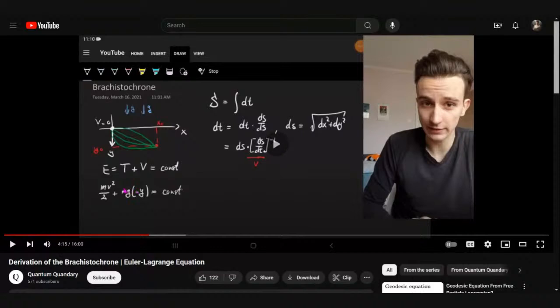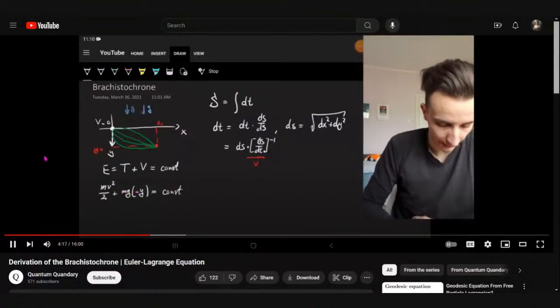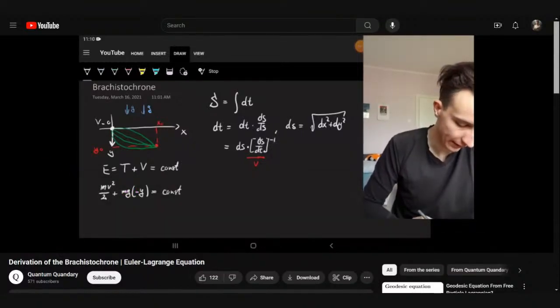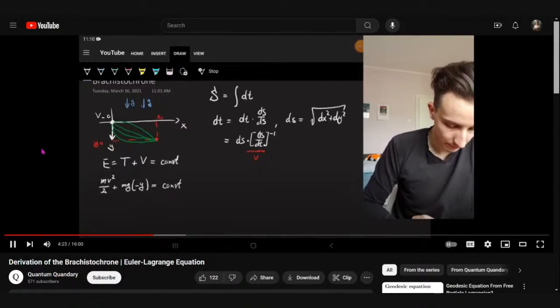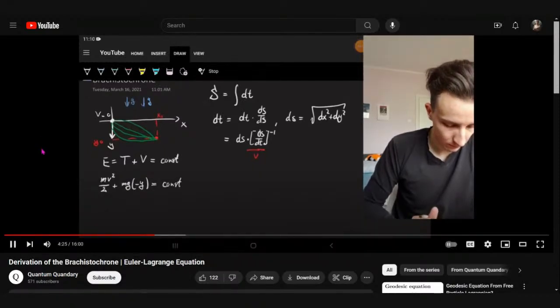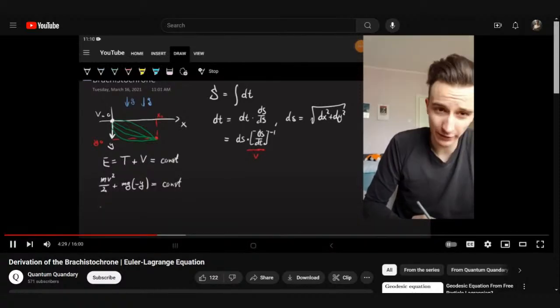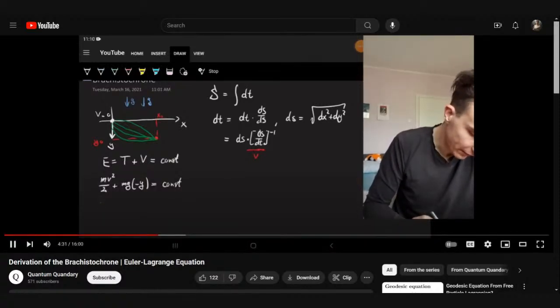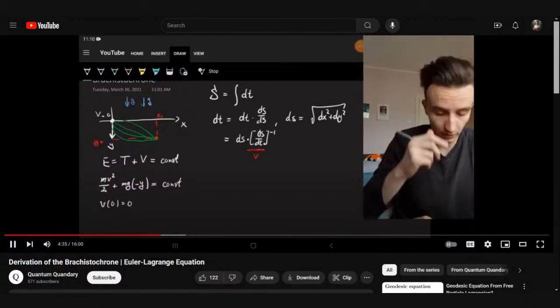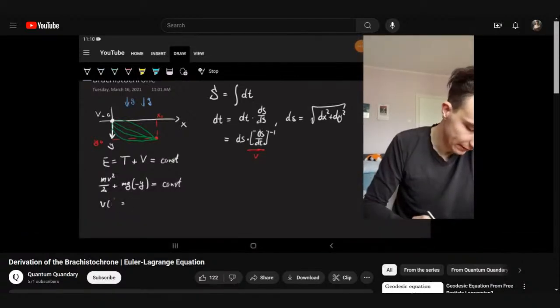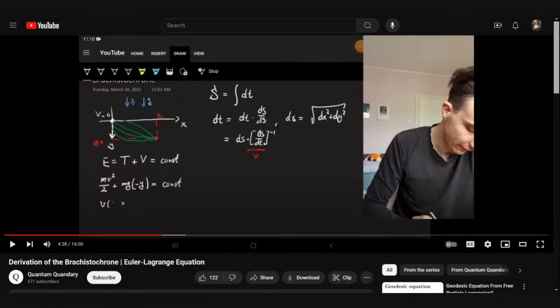Okay. Makes sense. Constant, then we can just plug in y equals 0 and get the value for mv squared over 2. So what I mean is get the value for the constant. So we know that the velocity at 0 is 0. This is one of our initial conditions. V at time 0 is 0. Okay, so the assumption is at time equals 0, it's not moving.